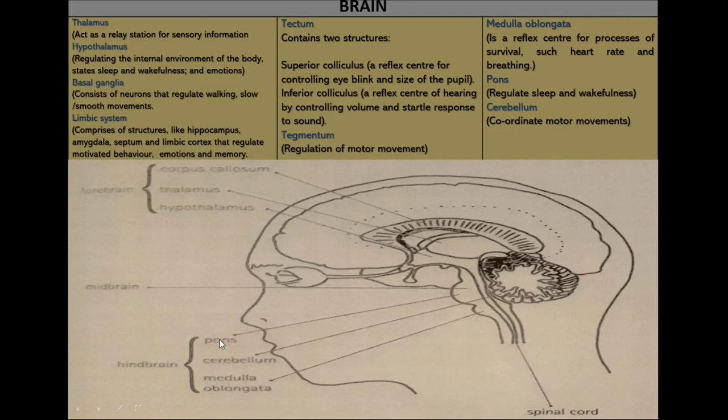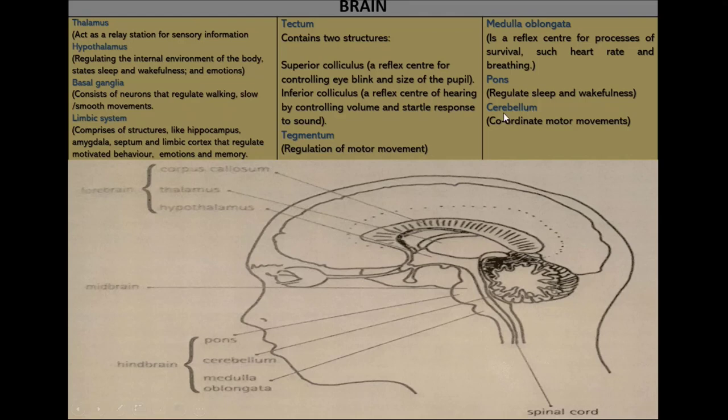Then we have the pons. The pons is a structure that acts as a bridge between the medulla oblongata and other parts of the brain. It does not serve that much purpose, but it sits in the middle, acting as a bridge between the medulla and other parts. What else does it do? The point, they say, is that it regulates sleep and wakefulness. Straight to the point.